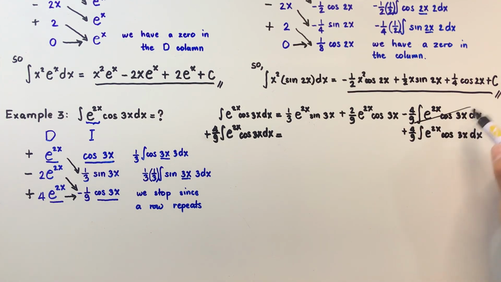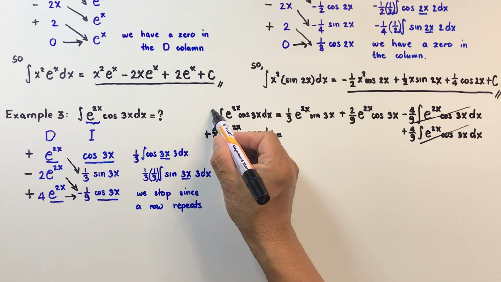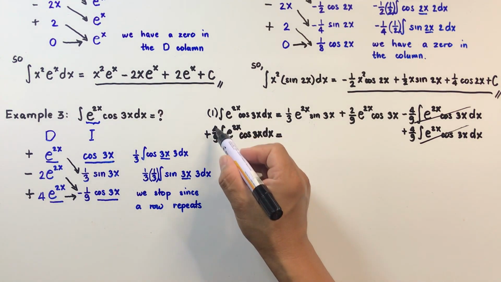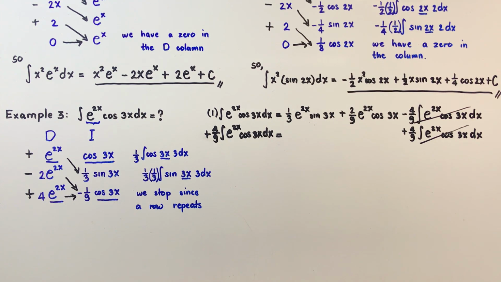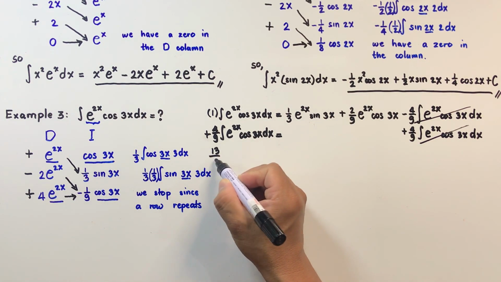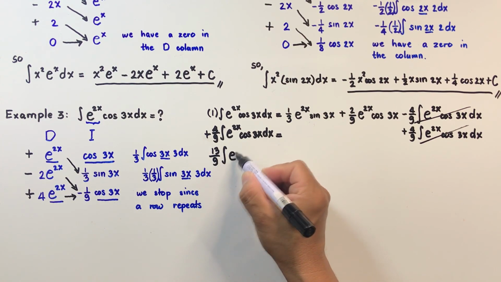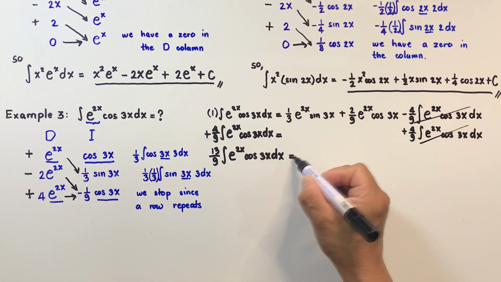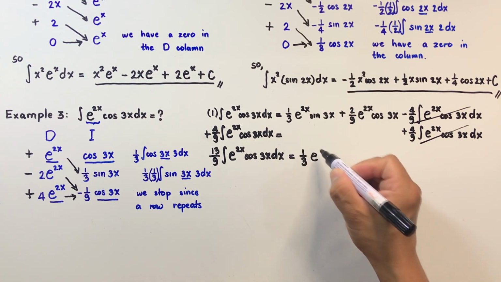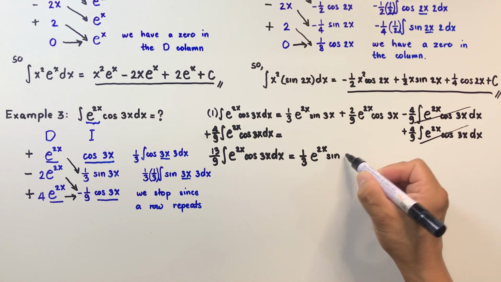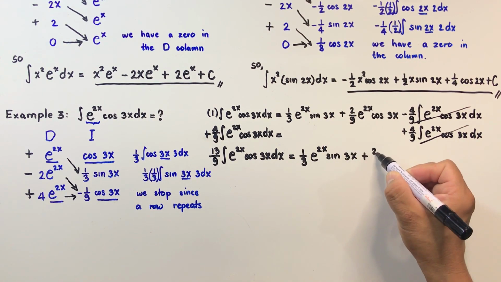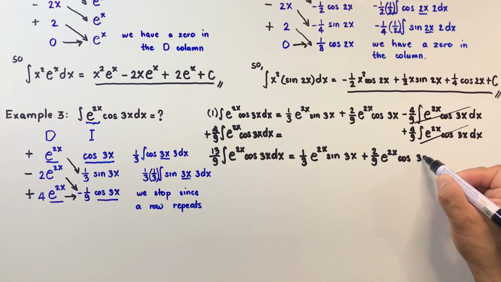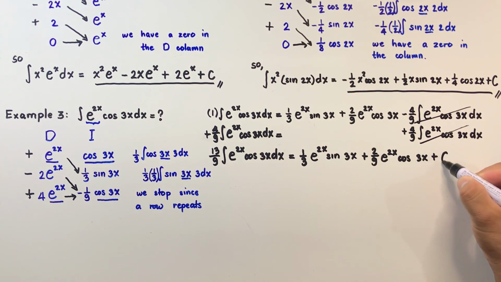So this term cancels with this one, but this one will be added to the given integral, which is understood to have a coefficient of 1. And 1 plus 4/9, by simple arithmetic, is equal to 13/9. So 13/9 of the integral of e to the 2x cosine 3x dx is equal to 1/3 this one times e to the 2x sine 3x, and this will be added to 2/9 of e to the 2x times cosine 3x, and this will be added to the constant of integration c.